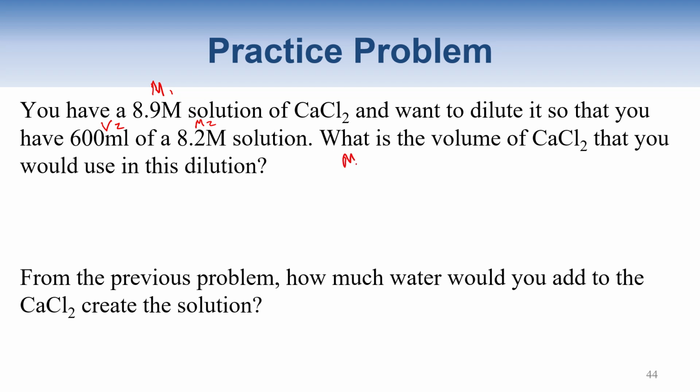So M1 V1 equals M2 V2. 8.9x equals 8.2 times 600 mils. So we would do 8.2 times 600 and divide away the 8.9, and we get 552.8 mils.